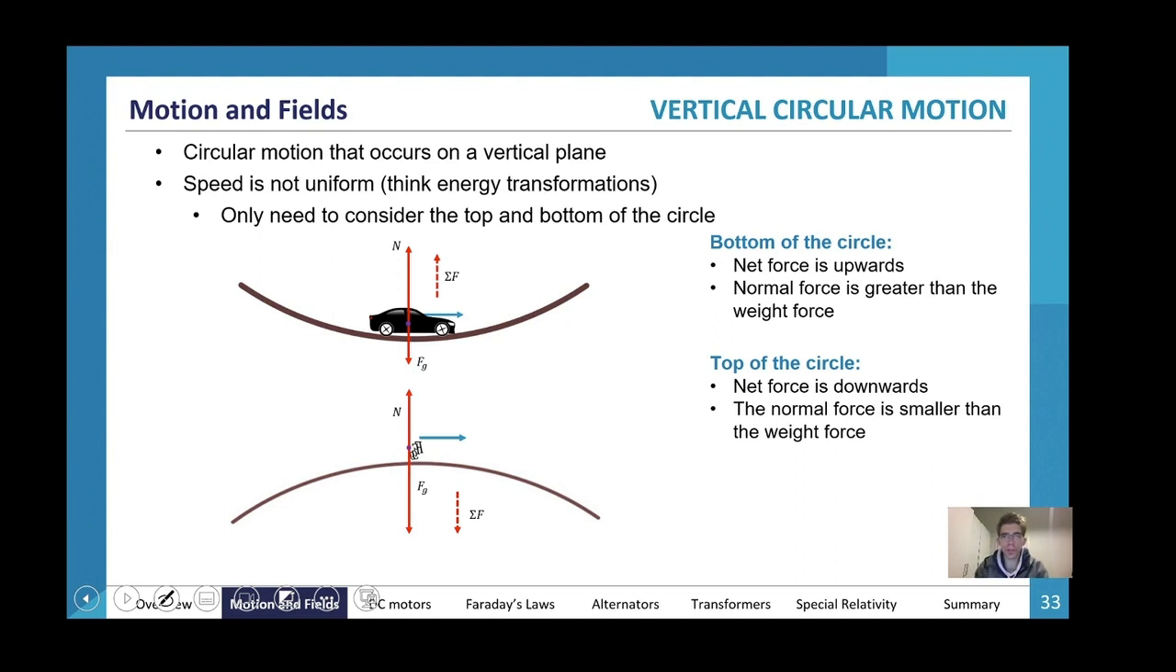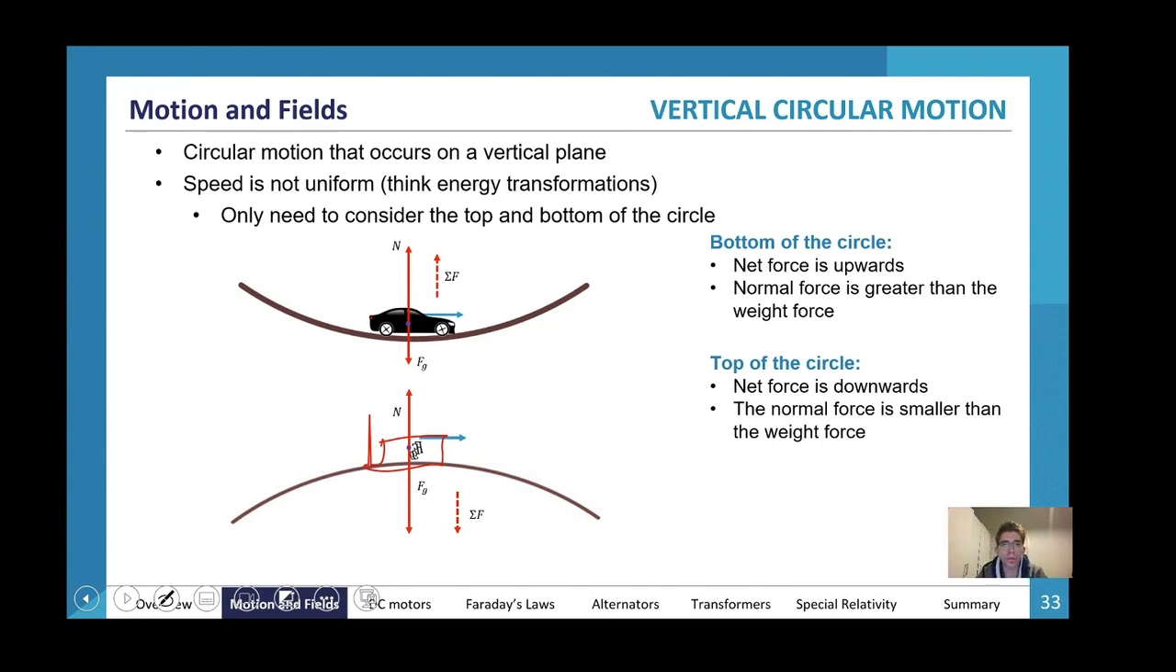At the bottom of the circle, the net force is upwards because the normal force is greater than the weight force. Whereas at the top of the circle, there's supposed to be a car here, sorry for that. The net force is downwards because the normal force is smaller than the weight force.